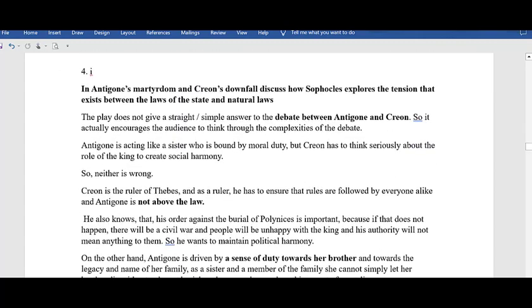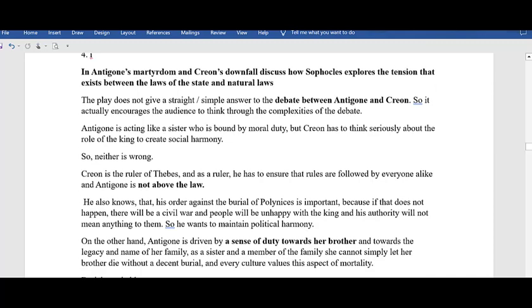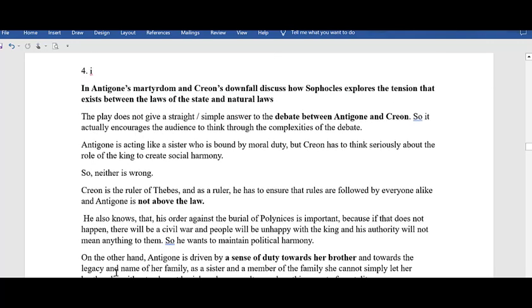The next question is about Antigone, and now these are slightly complex questions. You have to understand the questions. Very often students don't understand the question very well. Now, in Antigone's martyrdom and Creon's downfall, discuss how Sophocles explores the tension that exists between the laws of the state and natural laws. Now this is the main debate that the tragedy talks about.